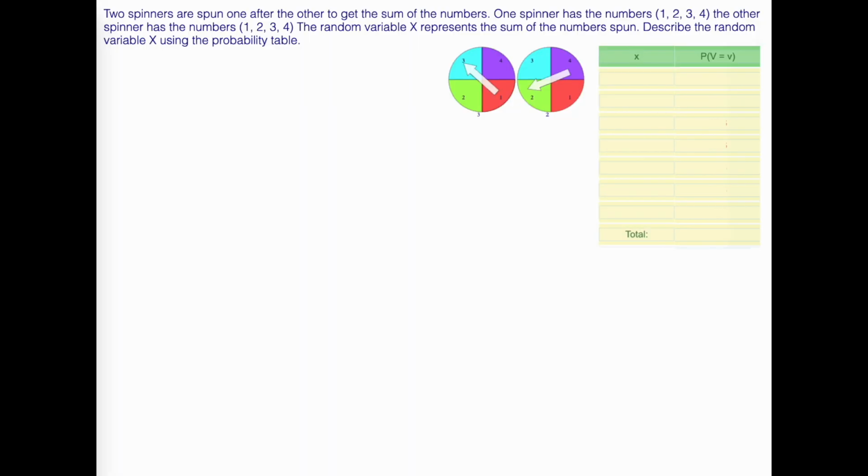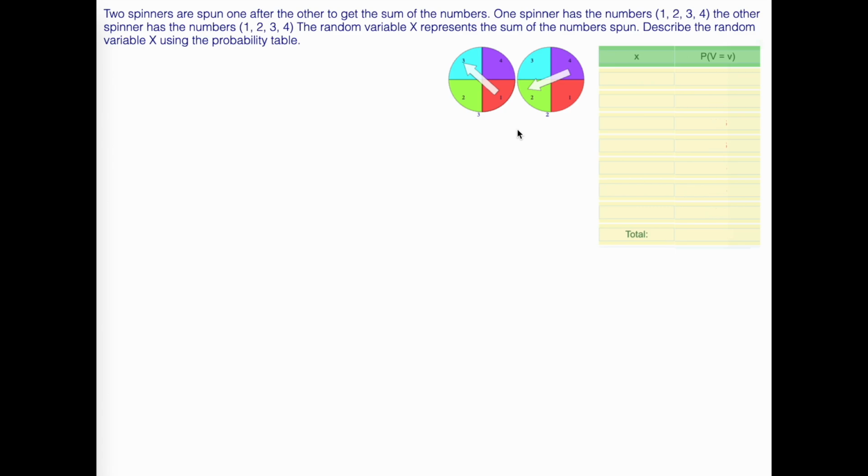Here is a discrete random variable problem. Two spinners are spun one after the other to get the sum of the numbers. One spinner has the numbers 1, 2, 3, 4, and the other spinner has numbers 1, 2, 3, 4 as well. The random variable x represents the sum of the numbers spun. Describe the random variable x using the probability table.